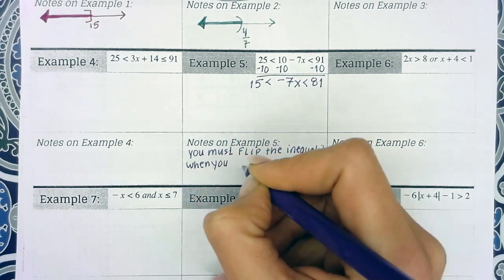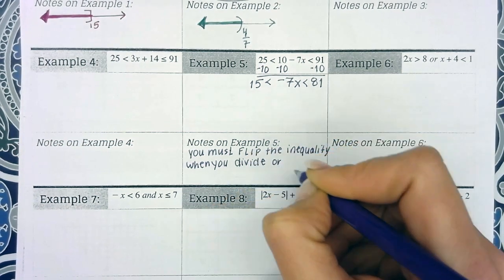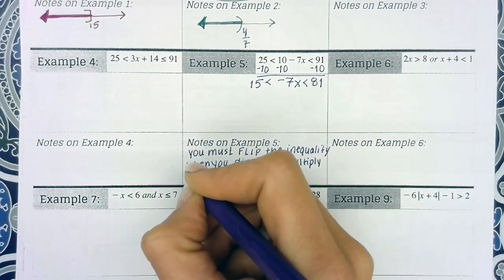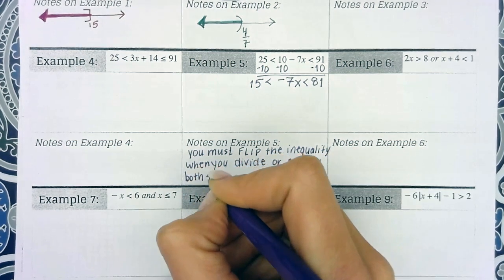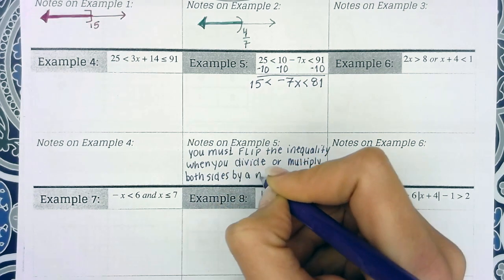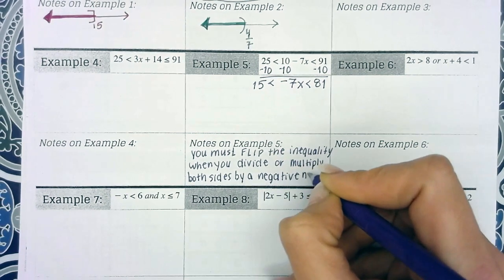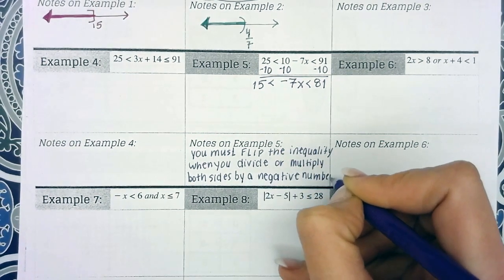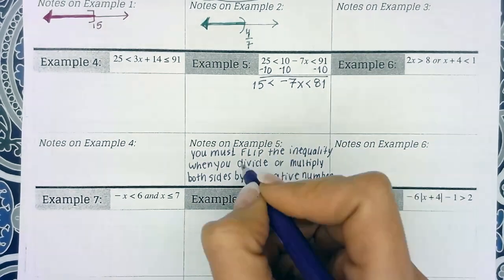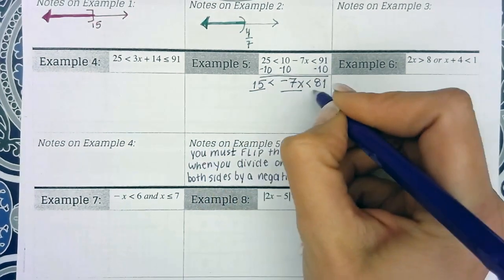you divide, but division is really the same as what? Multiplication. Or multiply both sides by a negative number. Okay? Very important. That's a T, sorry. Okay, so I'm dividing by -7.